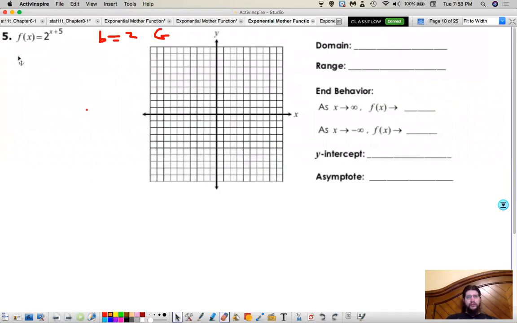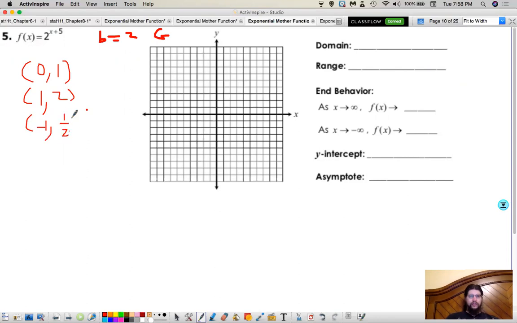So here we go. This is the first one. B is 2. That makes it a growth equation. So let's write down our basic points for this function. 0, 1; 1, 2; -1, a half. All right, so we got all that. Let's plot them.